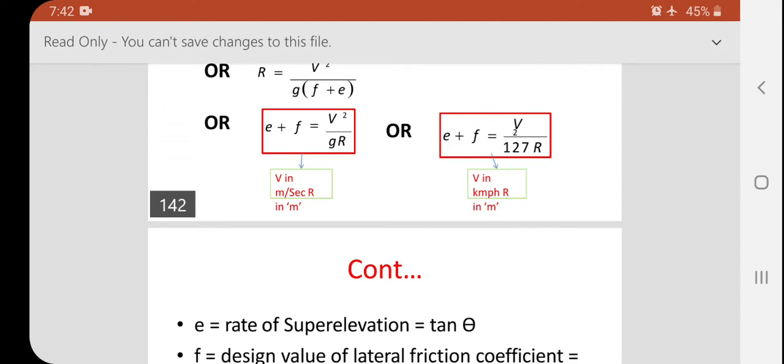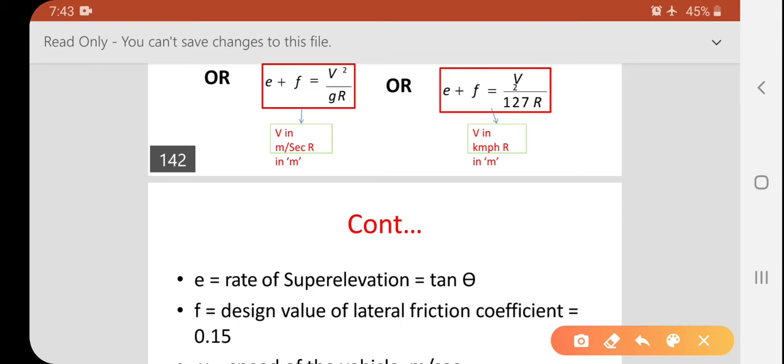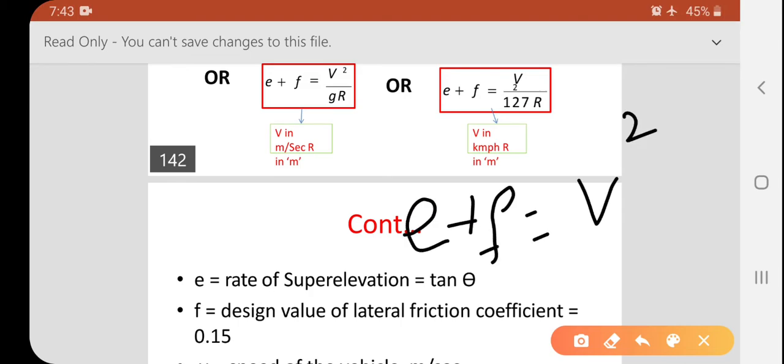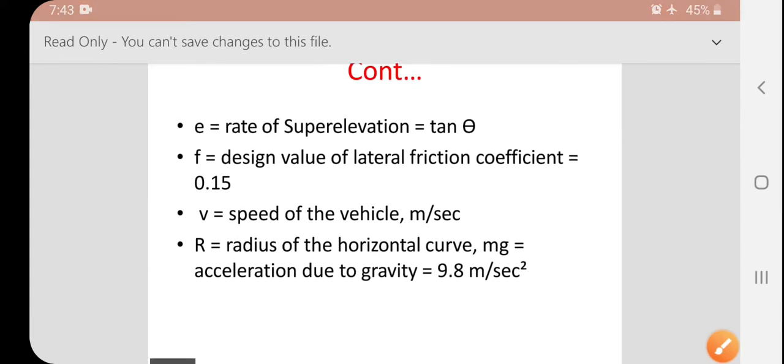Actually this is wrong. Usually we have written V square, but while converting it into a PPT it is slightly changed. That is, E plus F is equal to V square divided by 127 into R. Read it as E plus F is equal to V square divided by 127 into R.